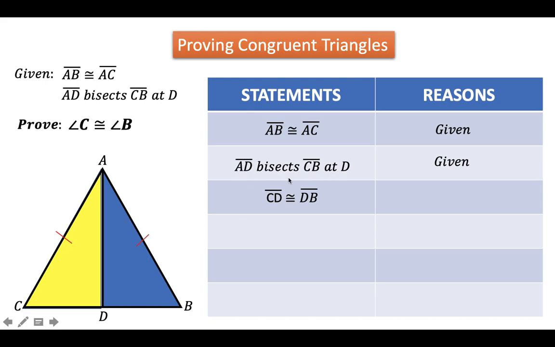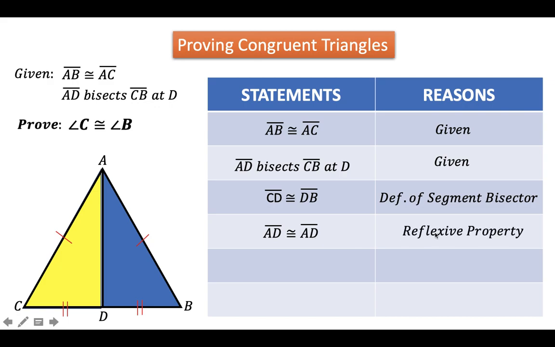From this statement, we can conclude that if AD bisects CB at D, therefore, this CD here is congruent to DB. And our reason is that is the definition of segment bisector, that a bisector divides the segment into two equal parts. Therefore, CD and DB are equal. So we're going to put a mark. Then from this figure, we can say that AD is congruent to AD. For what reason? That is by reflexive property.